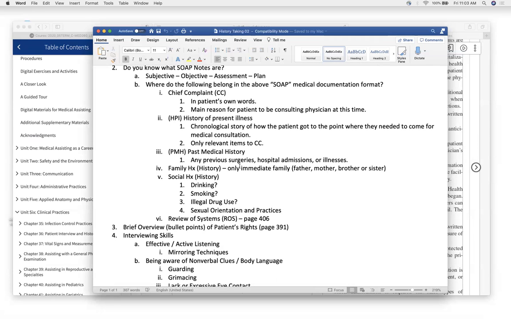Now, past medical history, okay? Any previous surgeries, hospital admissions, or illnesses?